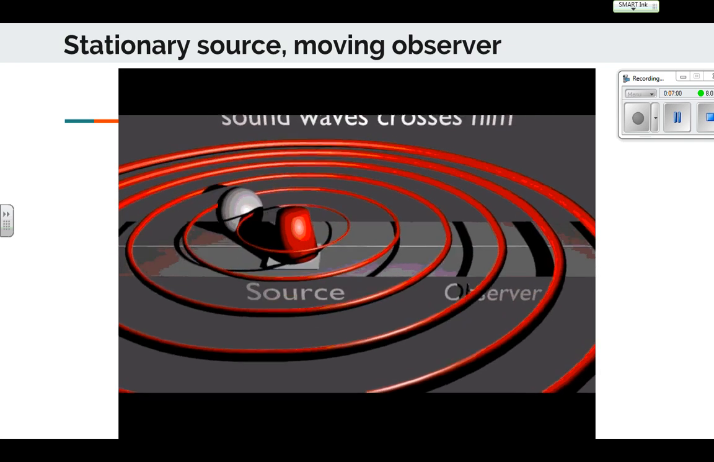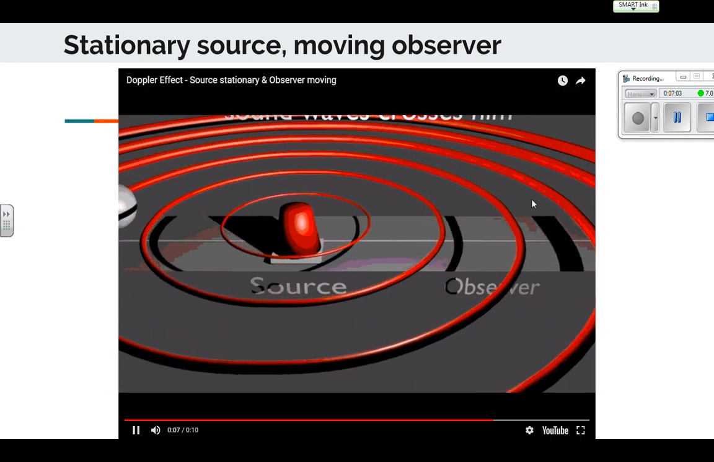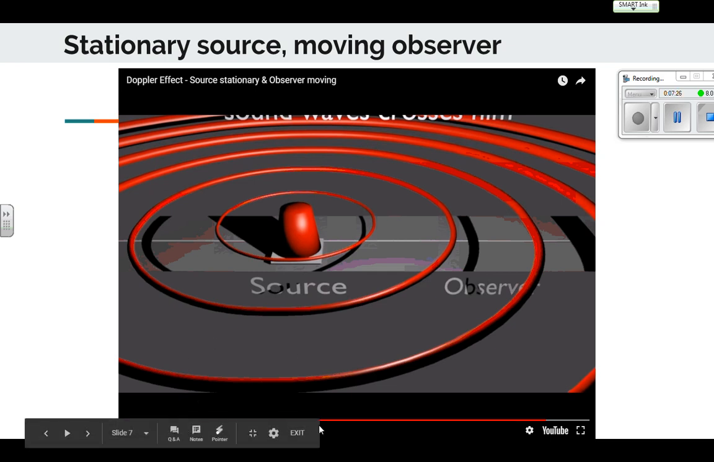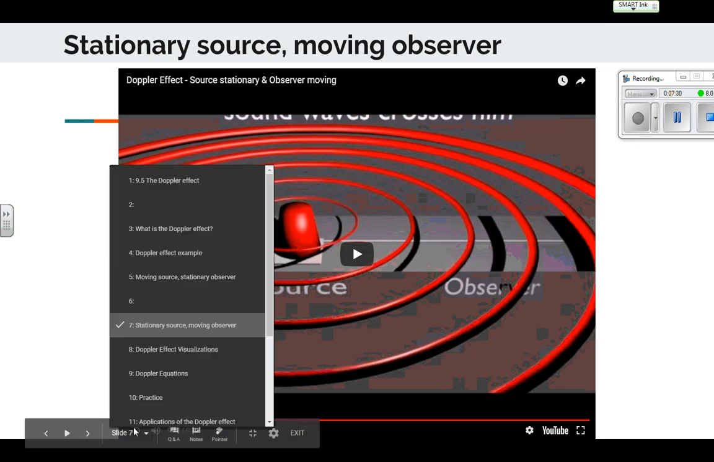Notice that the waves coming out from the source, their wavelengths are staying constant. So the difference here now is that the wavelength of the wave doesn't change. The wavelength stays the same in all directions, but because the observer is moving through the waves, the apparent motion or apparent speed of the waves has changed. And if the apparent speed has changed, then the frequency will also change. Let's just look at that one more time, so you can observe what's going on there.